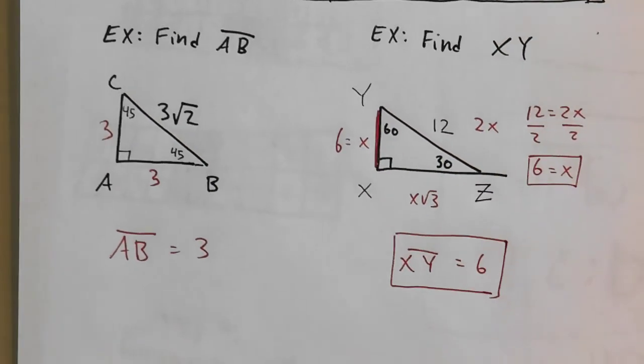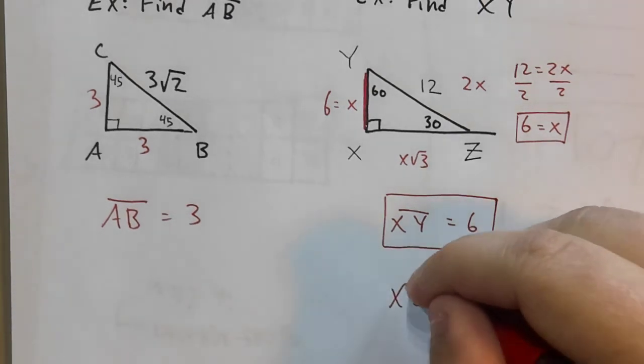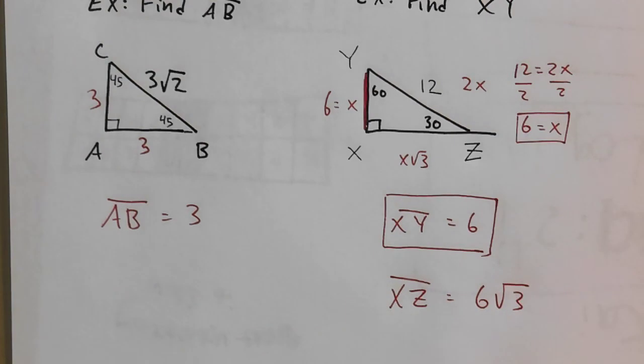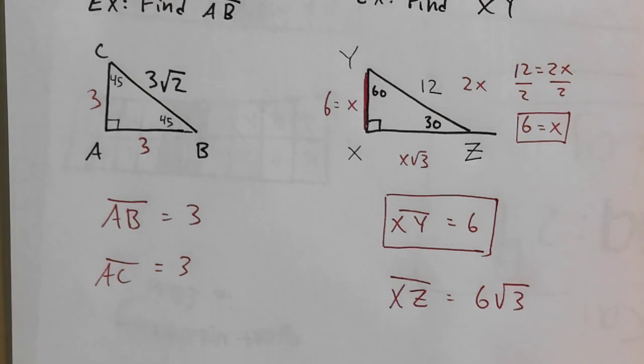Alternatively, we can also say that xz is 6 root 3. You can do that too. And over here, we can say that AC is equivalent to 3 also. So this is what we're talking about when we have a 30-60-90 right here and 45-45-90 here.